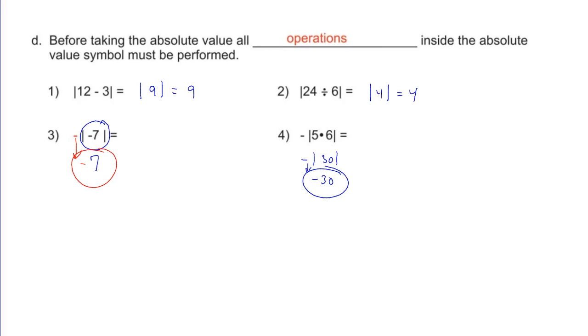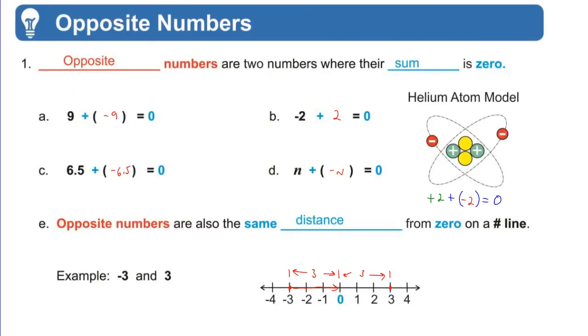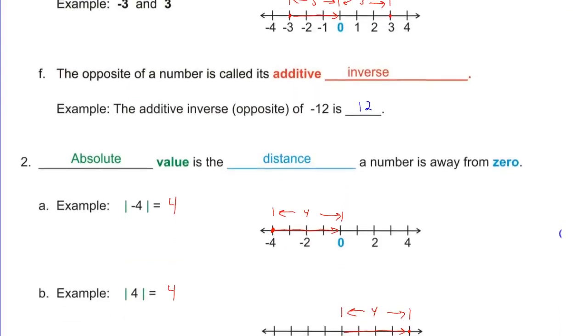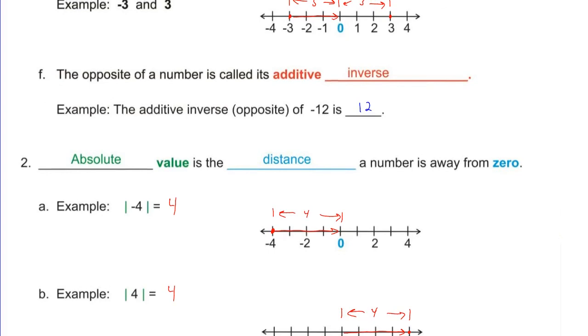All right, so two concepts. The concept of opposite numbers, remember, two numbers where their sum is 0. And then the aspect of absolute value. Absolute value is the distance a number is away from 0.